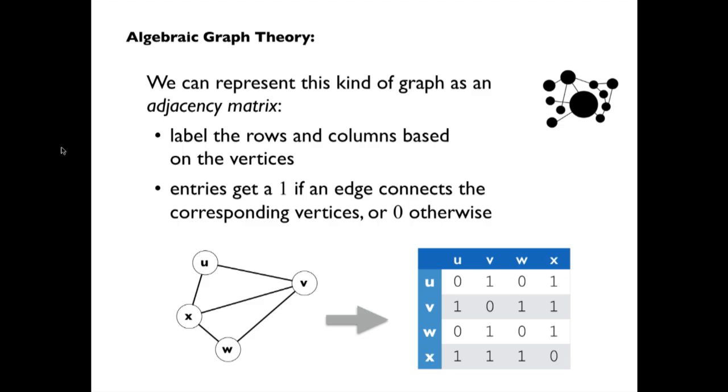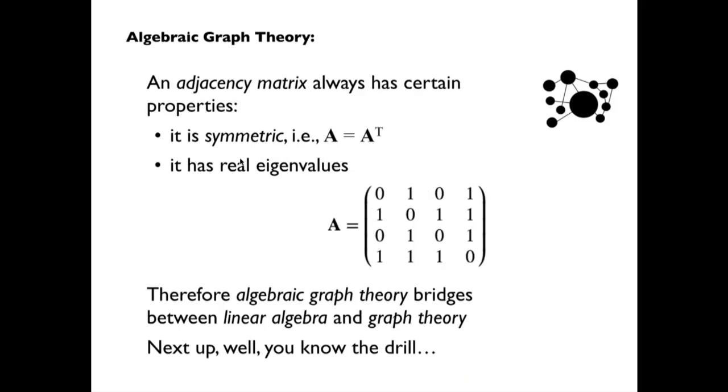Now, an interesting thing about this adjacency matrix is that it has certain properties. One is that it's symmetric. That is to say, we can flip it on its diagonal and still end up with the same thing. We can take the transpose of that matrix and get the same matrix back, so A equals A transpose. Another is that if you calculate the eigenvalues for an adjacency matrix, they're going to be real values, not complex or imaginary numbers. So in essence, algebraic graph theory bridges from linear algebra to graph theory.